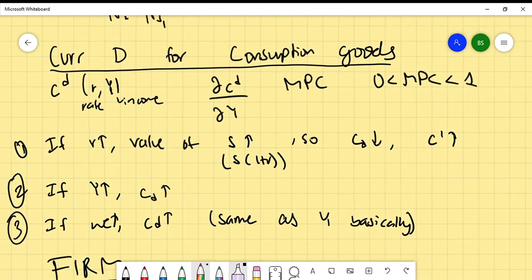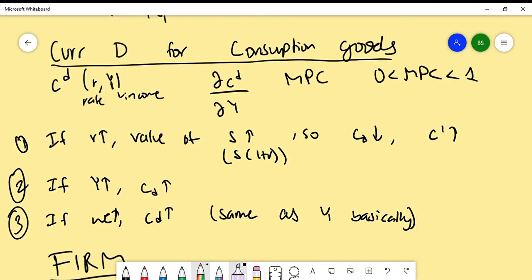Okay, so the current demand for consumption goods is basically just current consumption, so just C. We're going to add a little letter D at the top to show that it's the demand for the consumption goods, not a supply of the goods that are made. So it's going to be C^D, and the consumption is a function of the rate and our income. So why is this?